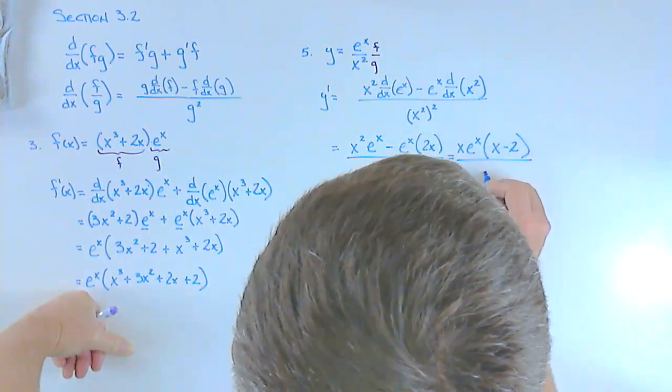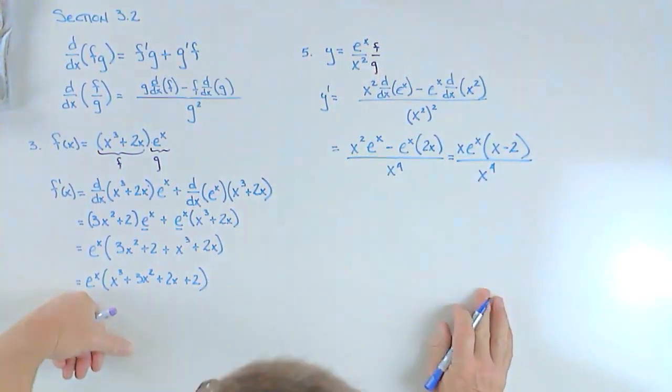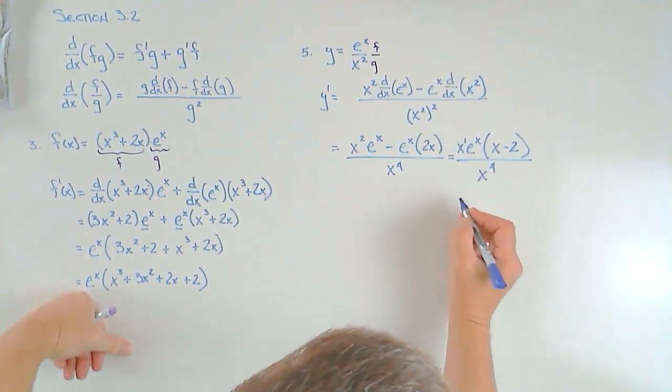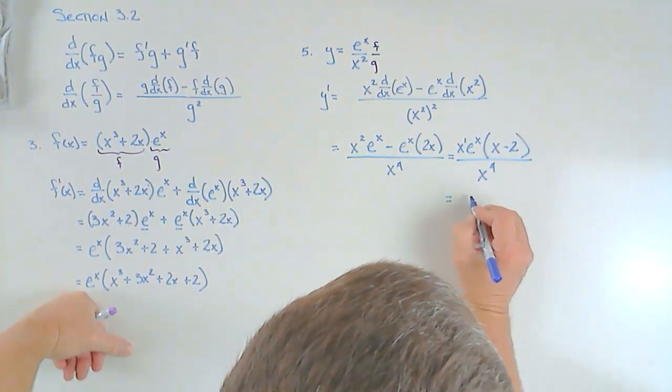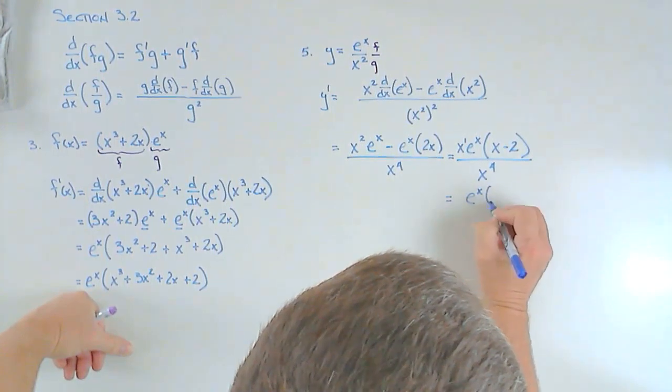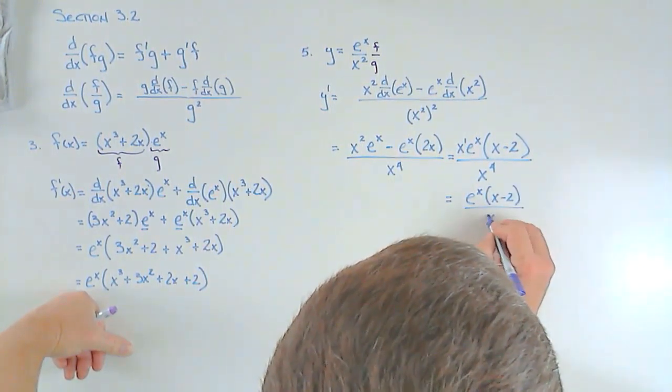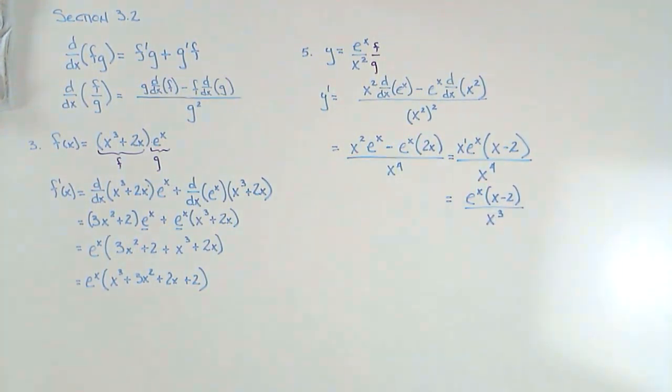And on the bottom, we have x to the fourth. Now we have a factor of x to the first in the numerator and a factor of x to the fourth in the denominator. So that gets us e to the x times x minus 2 divided by x cubed. So that's our answer to number 5.